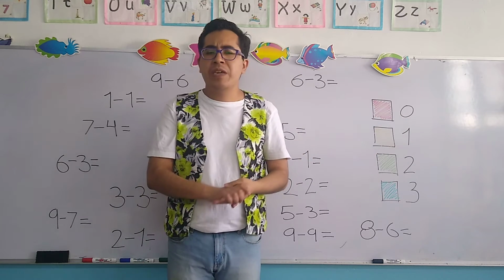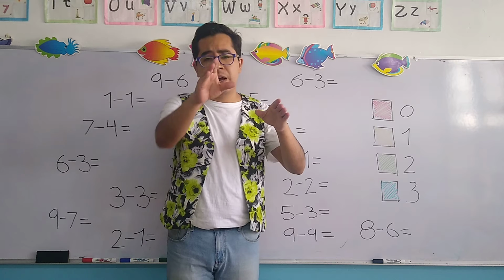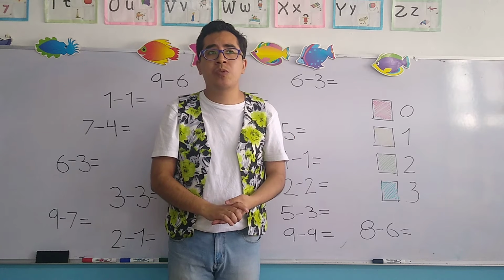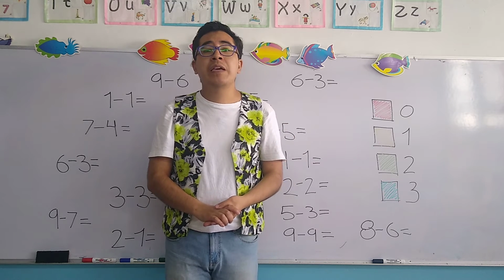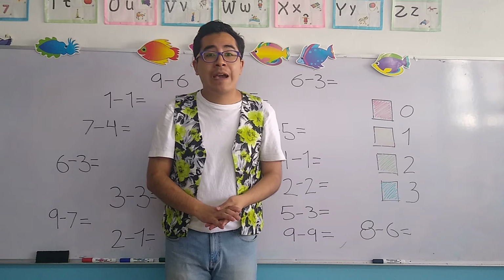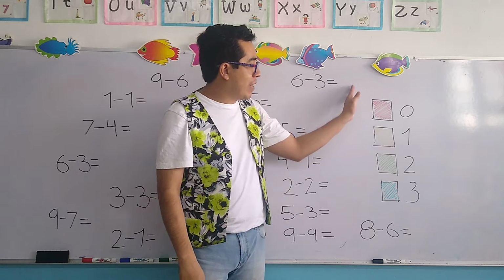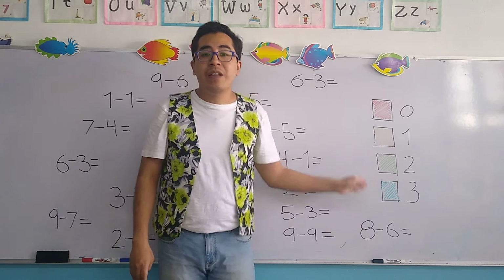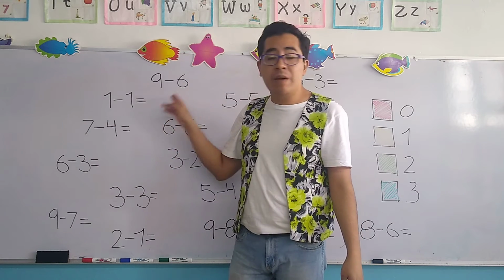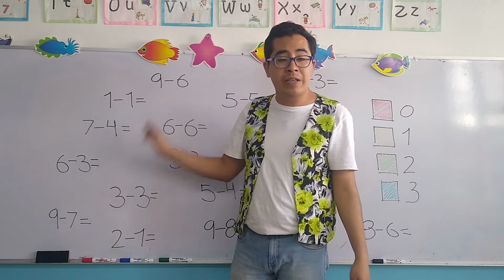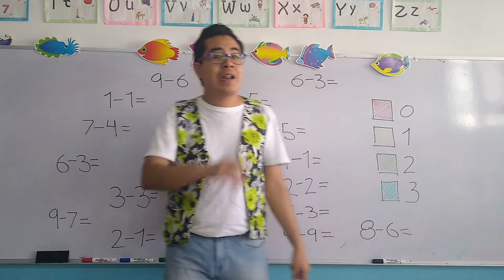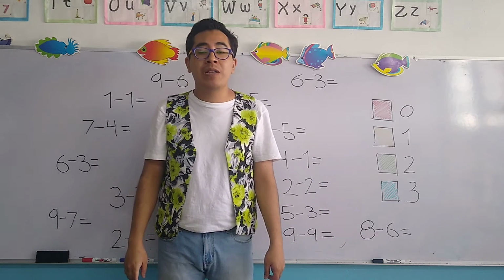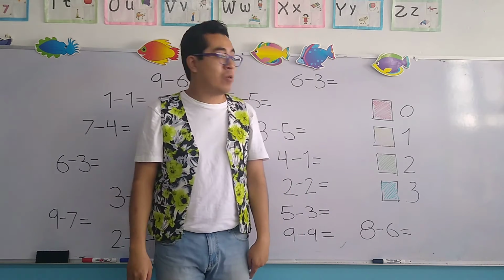Recuerden, si no me equivoco, la imagen que ustedes tienen para el trabajo del día de hoy es un tigre. Por lo tanto, ese tigre lo vamos a colorear de acuerdo a nuestra tabla que tenemos aquí, ¿ok? De acuerdo al resultado que nosotros obtengamos de cada una de estas restas, vamos a checar cuál es el número, cuál es el color correspondiente a ese número, ¿ok?